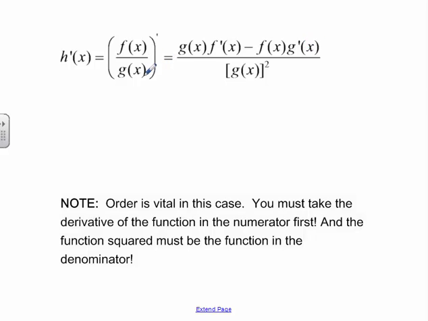Because when you're dividing, there's the numerator and the denominator, it makes a difference which order you do. So it always has to be denominator times the derivative of the numerator minus the numerator times the derivative of the denominator. And then the other thing is that it's all over the denominator squared. So that's my note right here. Order is vital. If you don't do these things in the right order, you don't get the right derivative.